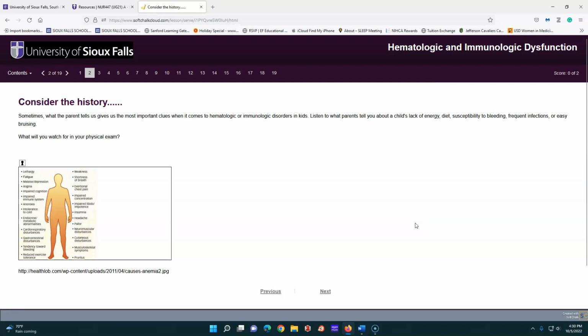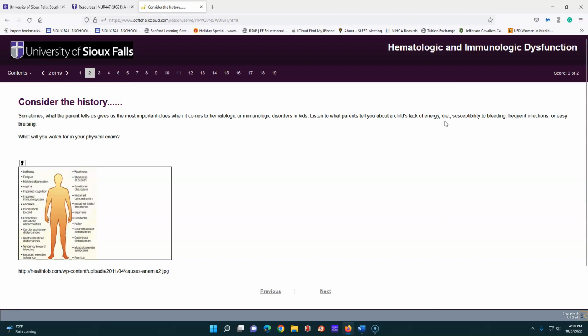So just like all the lectures, always start with history. Ask them if they have any history of hematological or immunological disorders in them, in their parents, and anybody in their family. Other things that you might want to ask about would be activity level. Are they able to keep up with their peers? Are they short of breath? Are they tired all the time? Are they hot? Are they cold? All those things can be signs of hematological dysfunction.